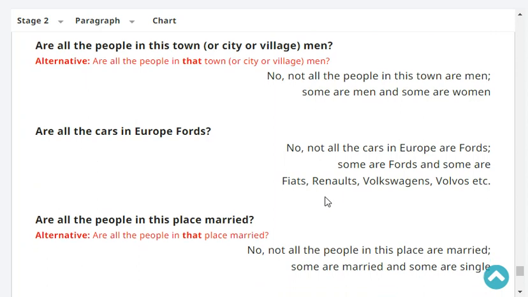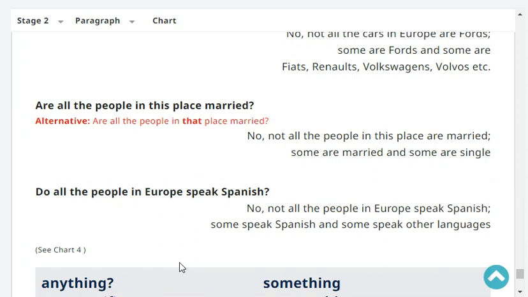Are all the cars in Japan Toyota? No, not all the cars in Japan are Toyota. Some are Nissan, some are Mitsubishi, Honda, Subaru, etc. Very good.